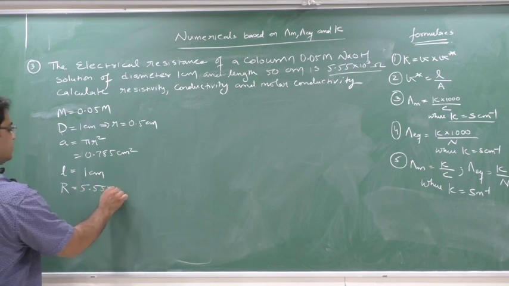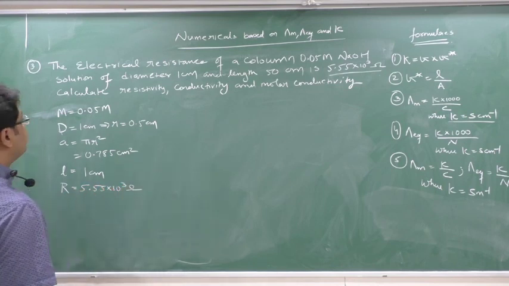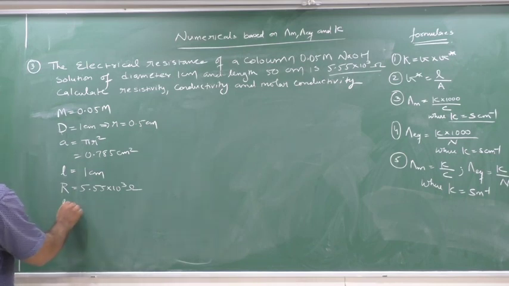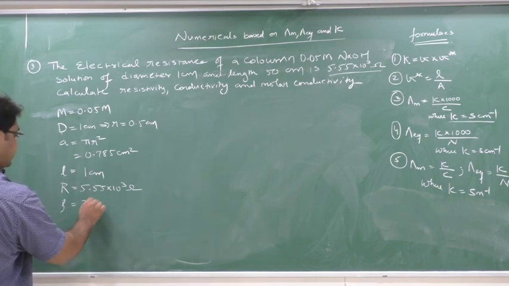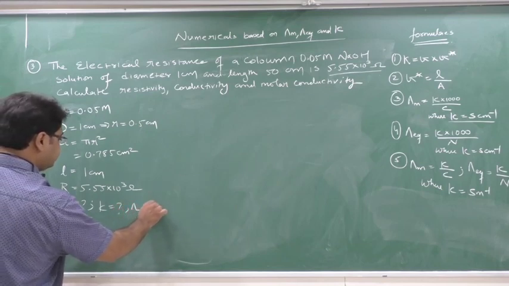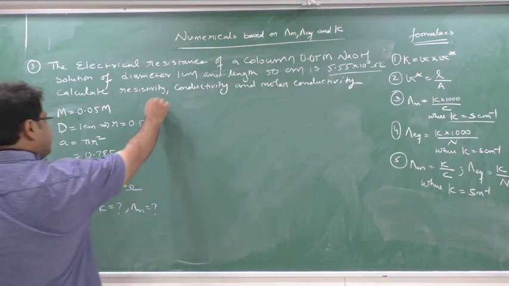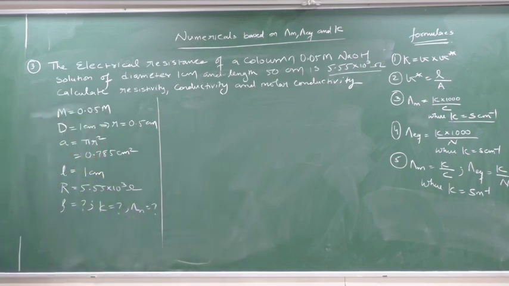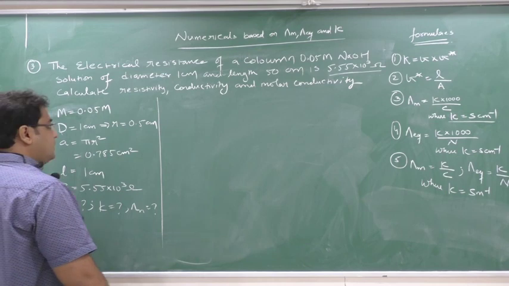Next, R they have given how much? 5.55 into 10 to the power 3 ohm. They ask you to calculate resistivity, conductivity K, and lambda m. Now see here, it's a bit important question. Clear? First we will try to solve rho, that is the resistivity.